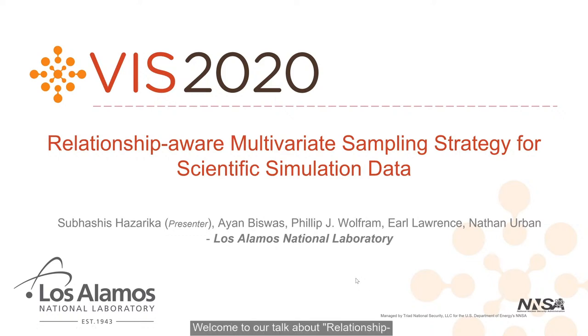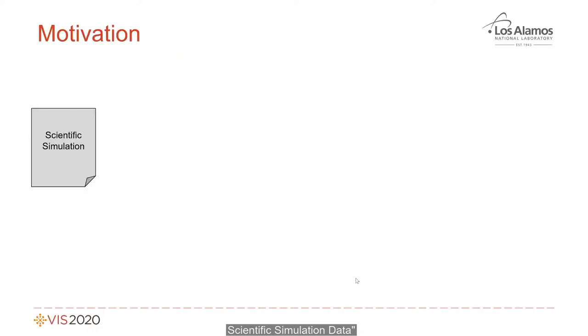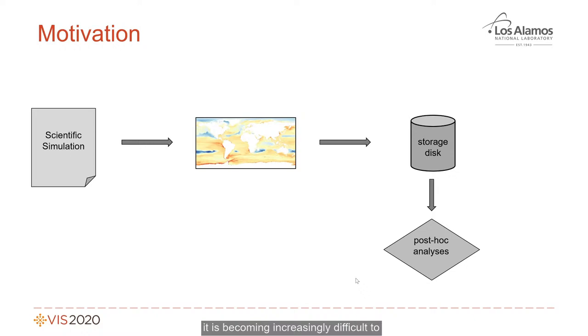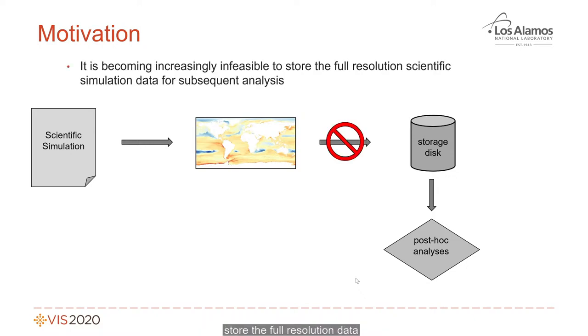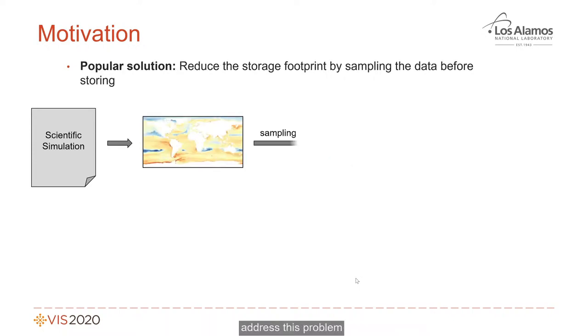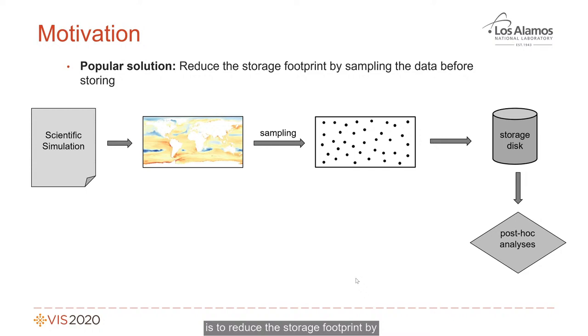Hello everyone, welcome to our talk about relationship-aware multivariate sampling strategy for scientific simulation data. As simulations start producing more and more high-resolution data, it is becoming increasingly difficult to store the full-resolution data for every time step and to perform post-hoc analysis. A popular and effective solution to address this problem is to reduce the storage footprint by sampling the data beforehand.